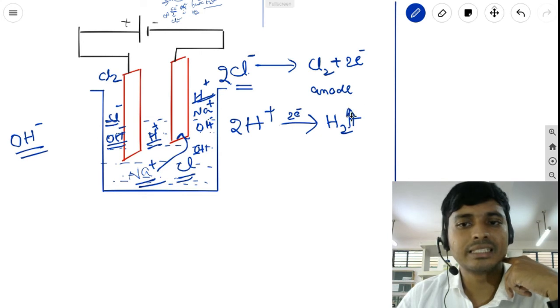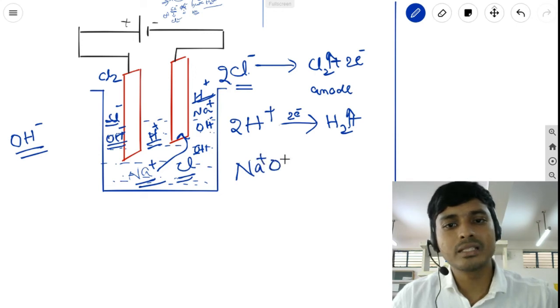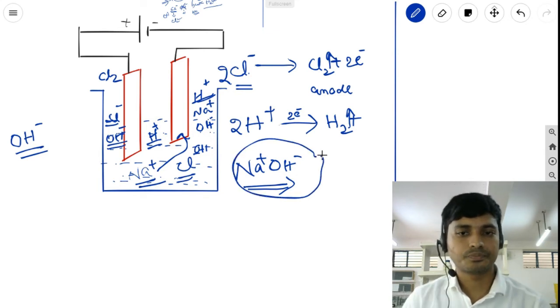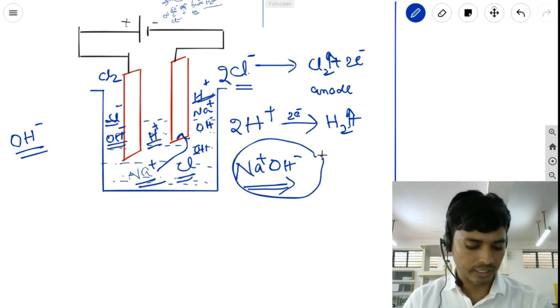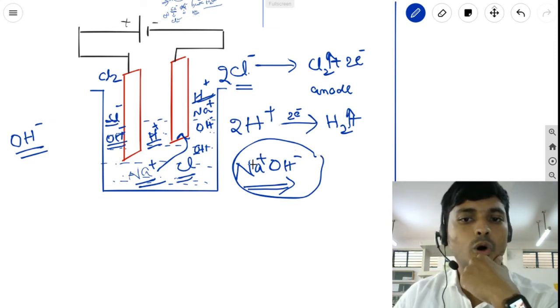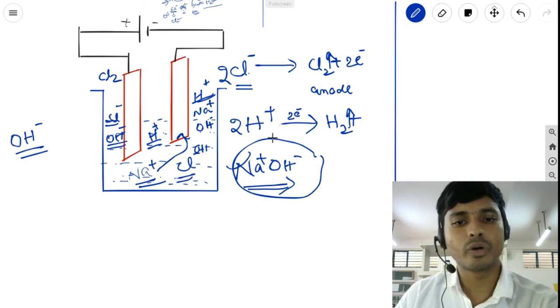Hydrogen gas is released here, and Cl2 gas is released here, and what is left? Na⁺ and OH⁻. That's how sodium hydroxide will form in this solution, which is the alkali. This is the chloralkali process we have to study. So how many products are forming here? Sodium hydroxide is one product, chlorine is another product, hydrogen is the third product. So we are getting 3 products.